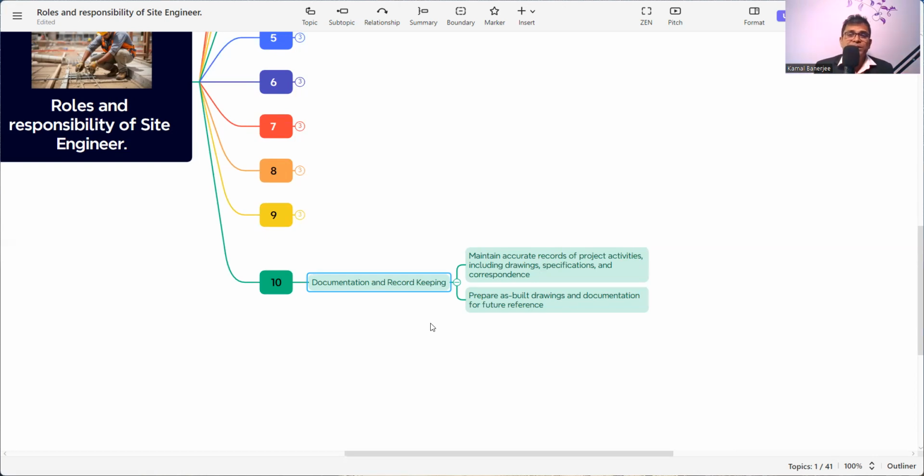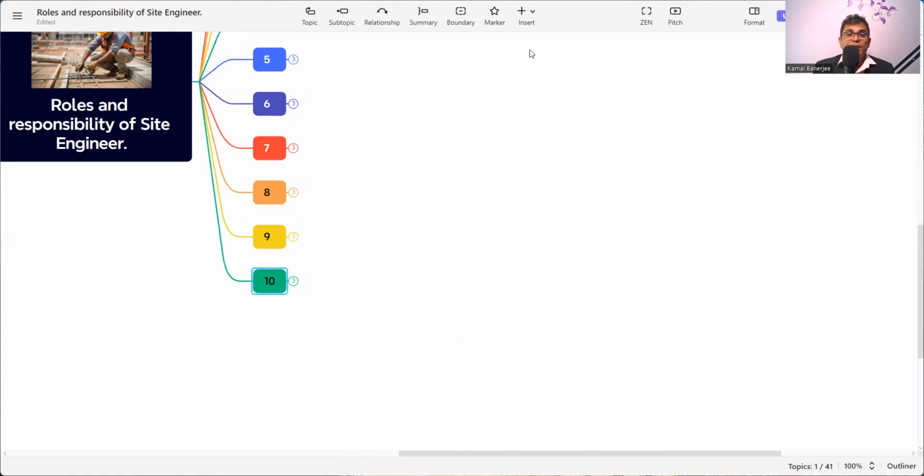After completion of the project, we need to submit the as-built drawings to the client or the consultant, so that they also know what is built at the site. Also, about the changes, you need to give input to your concerned department so that they can prepare the drawing. So these are the duties, roles and responsibilities of a site engineer, and you need to be very careful whenever you are working as a site engineer.